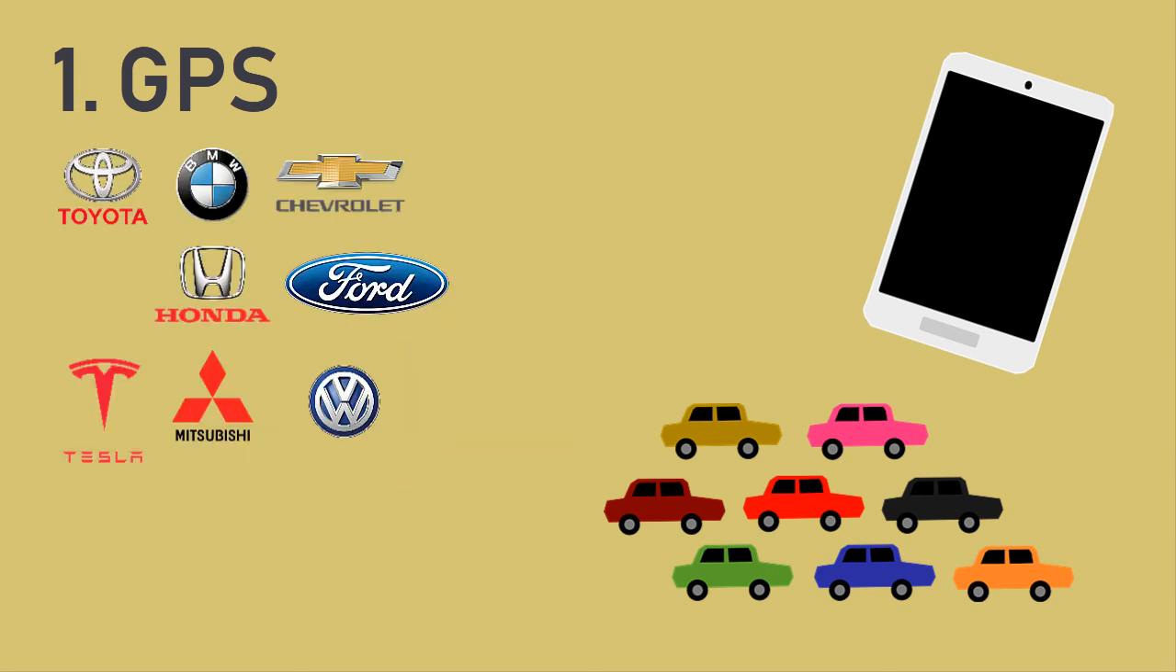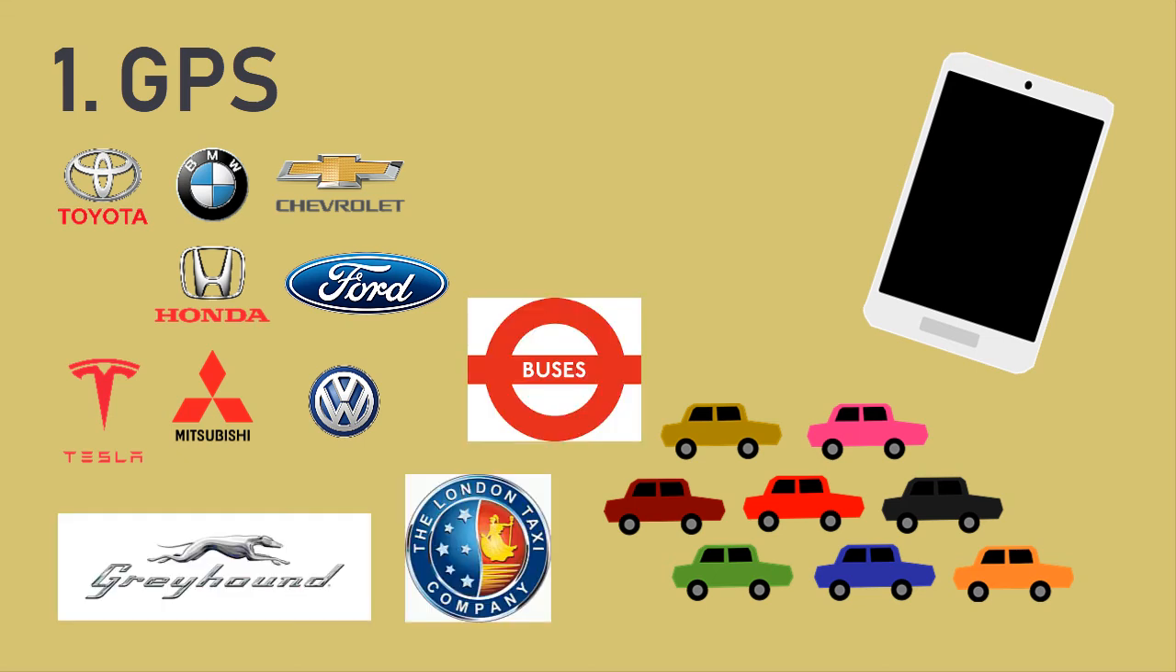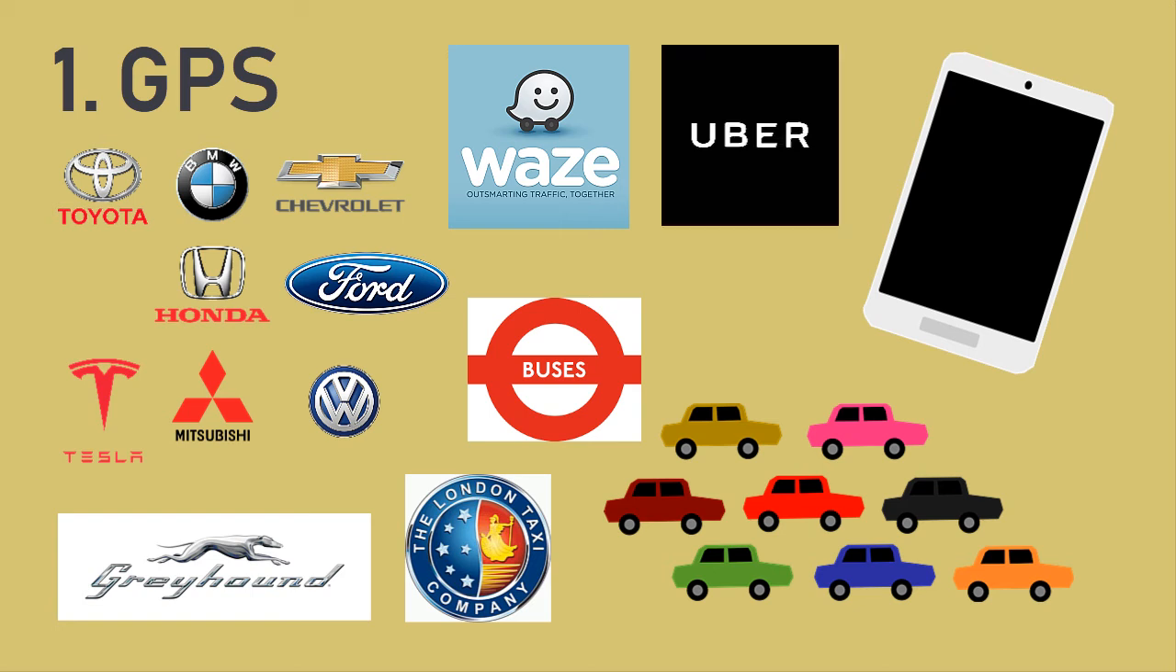This data may be obtained from car manufacturers, from public vehicle operators, such as transportation companies of taxis and buses, or from mobile applications that gather data on the movement of vehicles, such as navigation applications like Waze, or ride-sharing applications like Uber.